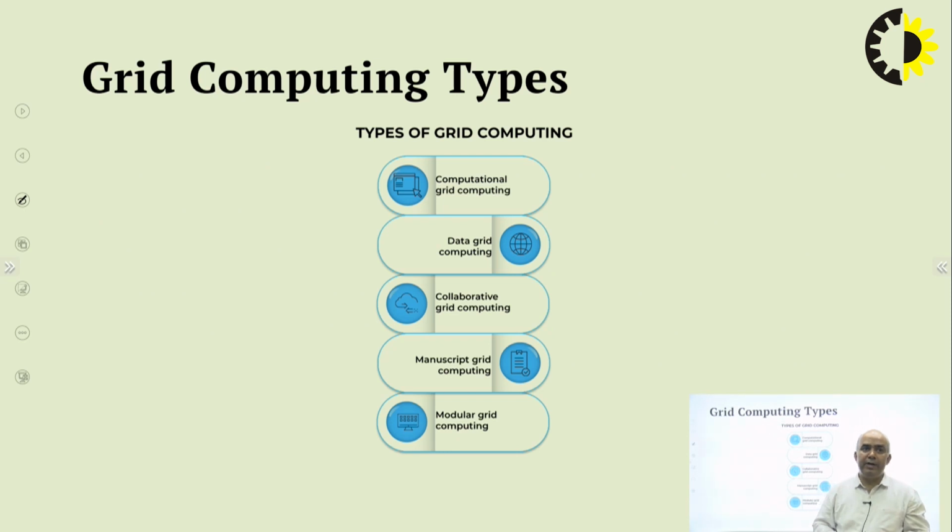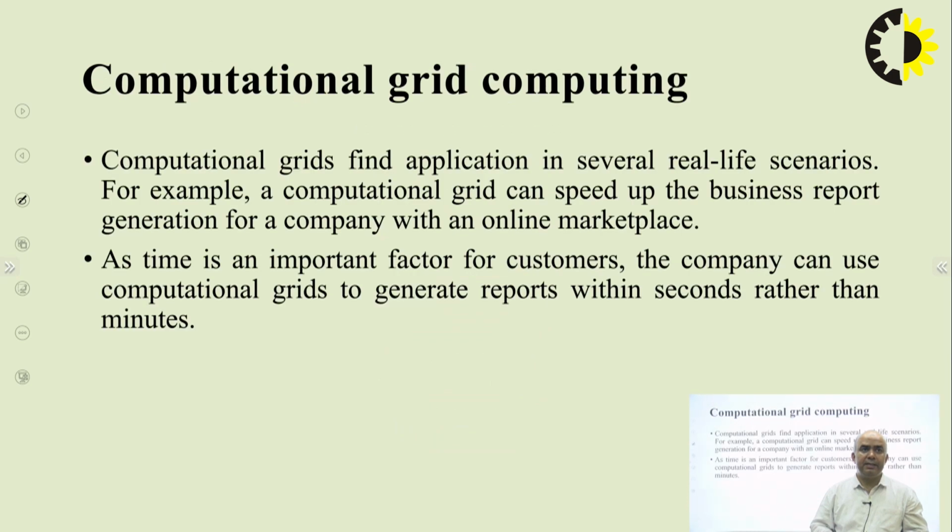These are the grid computing types. We have computational grid, data grid, collaborative grid, manuscript grid, and modular grid. Let's take them one by one. The computational grid finds application in several real-life scenarios. In the computational grid, we can speed up business report generation for a company with an online marketplace, which is a very important factor for customer and company. The company can use the grid to generate reports within a few seconds rather than minutes.